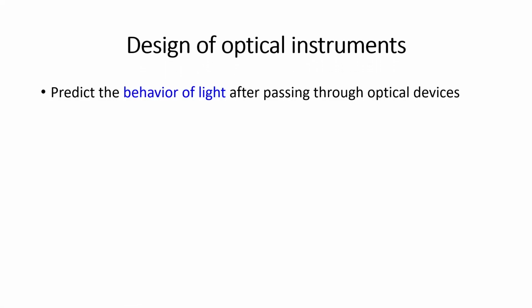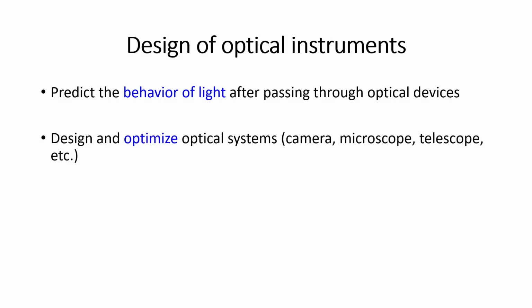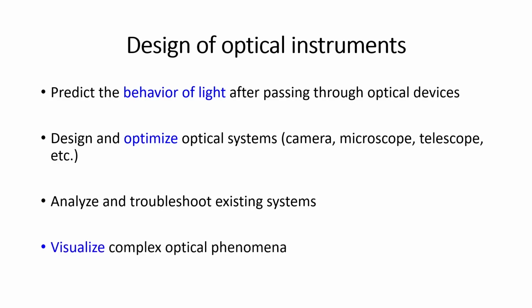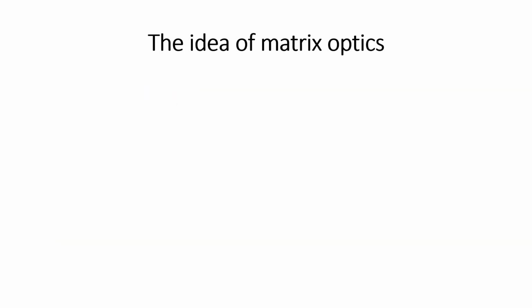Ray tracing is essential in optics because it allows us to predict the behavior of light when passed through lenses, mirrors, and other components. It also allows us to design and optimize optical systems like cameras, microscopes, telescopes, etc. Ray tracing allows us to analyze and troubleshoot existing systems. And finally, ray tracing allows us to visualize complex optical phenomena.